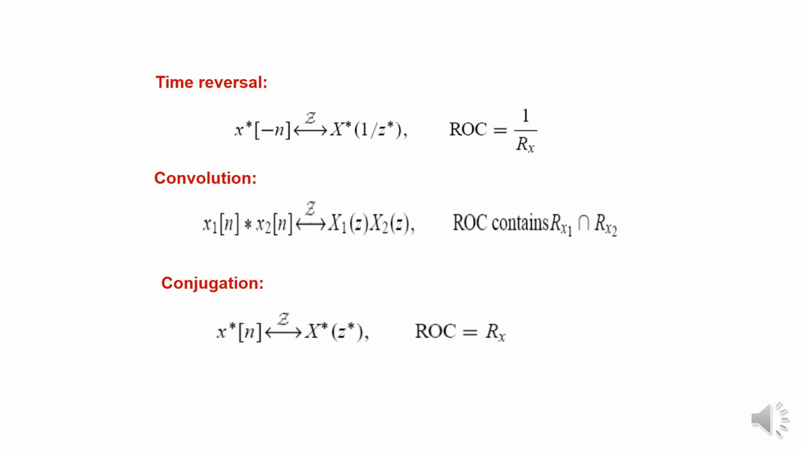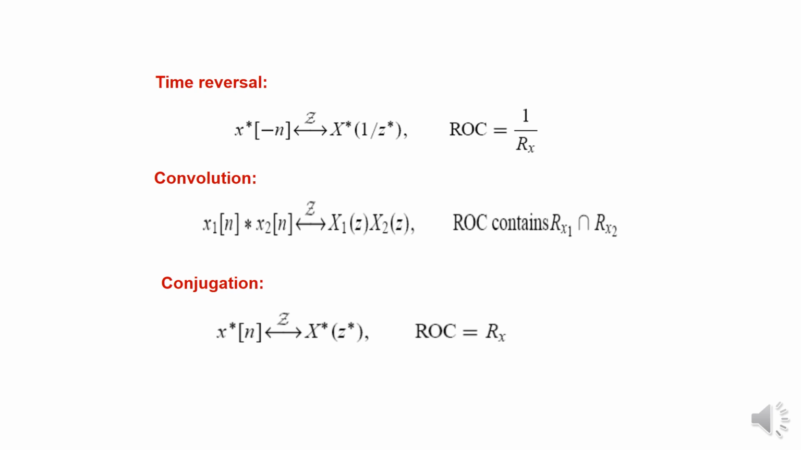Then the convolution, right? In the convolution, if we have the Z transform of x1[n] as X1(z), and the Z transform of x2[n] as X2(z), then for x1[n] convolved with x2[n], the resultant Z transform will be X1(z) multiplied by X2(z), and the ROC will be Rx1 and Rx2.